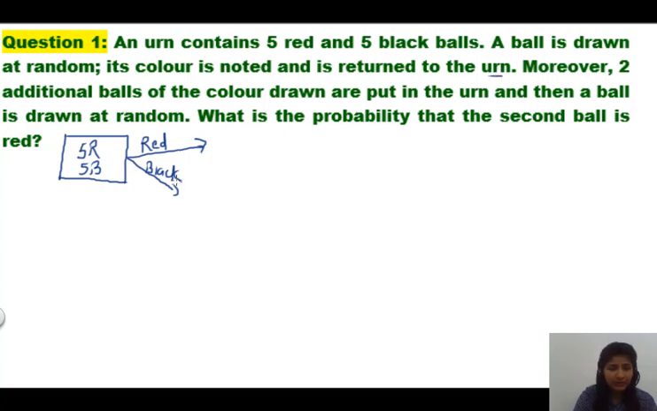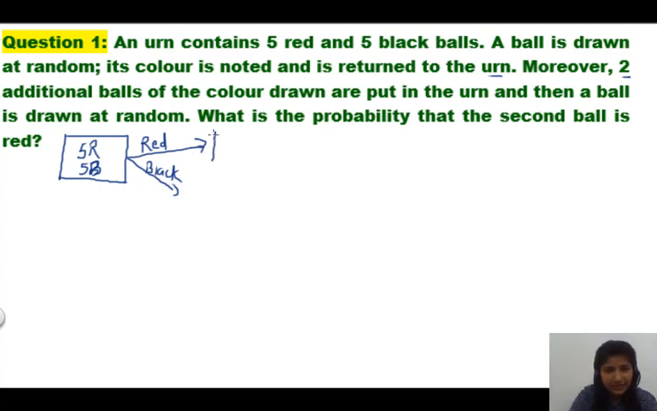Now you note the color, whether the color is red or black, and you place that ball in the box again. Now they are saying, moreover, what are you doing? Two additional balls of the same color as the drawn ball are put in the urn. Now suppose you take out one ball and you note the color is red. You put that back. Also two balls more of the same color, that means red, you are placing.